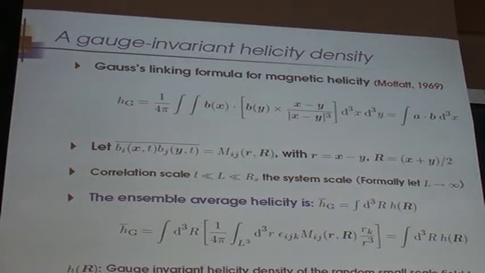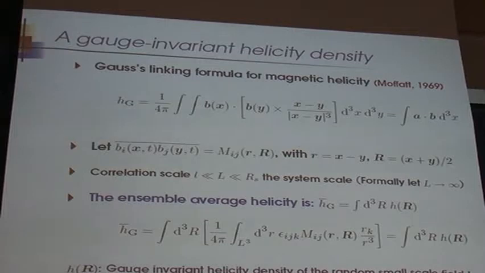So let me remind you where we left yesterday. We said that the good way to talk about magnetic helicity density is to go back to the Gauss linking formula for magnetic fields. I've just put in some references here. You can find it in a paper by Moffatt, long time back.